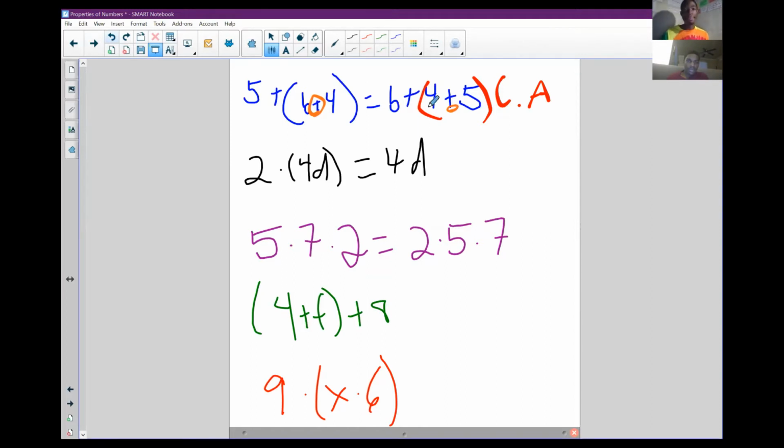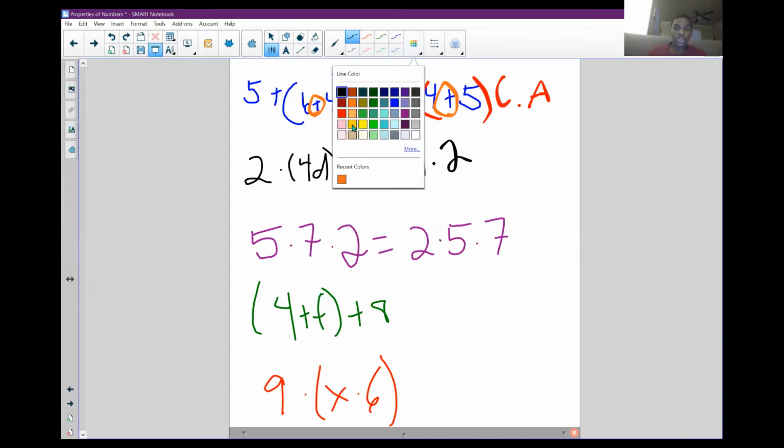You have 18 minutes. Okay, so we got plenty of time. All right. Because of these additions right here, that is why this is the commutative property of addition, CA for short. For this one, we've got to add times 2. This will be what? This will be commutative. Do it in purple. This will be the commutative property of multiplication.